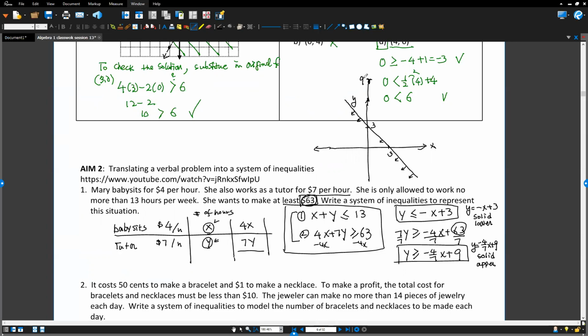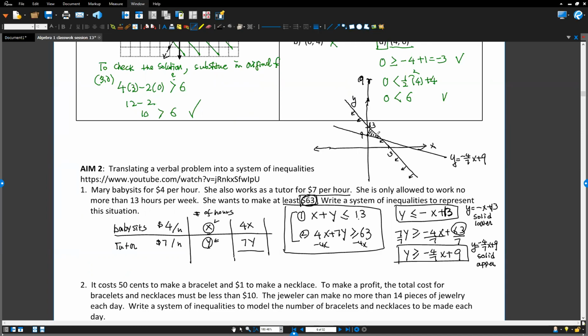I did something wrong here. This is 13, not 3, so I'm going to make the graph again. That is 13, that's fine. But this 9 is not up here, 9 is up here. The slope is negative 4 over 7, less than 1, so the graph looks this way. This is y equals negative 4 over 7 x plus 9. This is lower, this is upper, and that's the solution set.